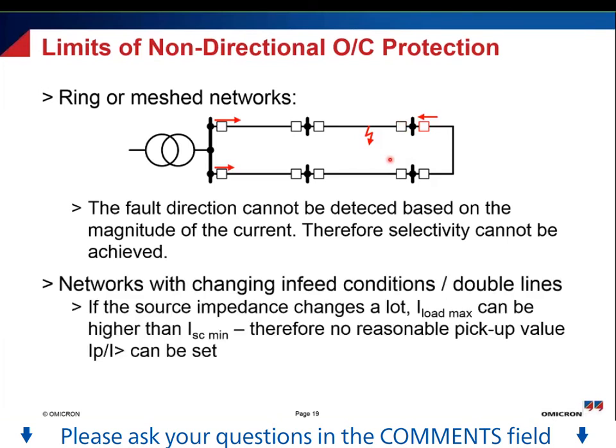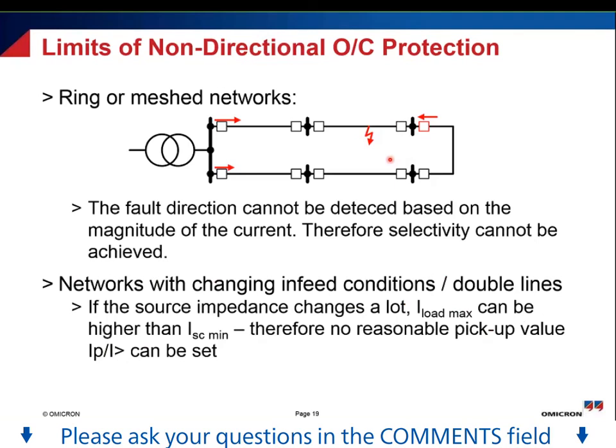Another problem for the non-directional overcurrent protection, or overcurrent protection in itself, is a network with changing in-feed conditions or with a lot of double lines. Because if the source impedance, so the impedance or the strength of your in-feed, changes a lot during a few days, or during a day, a week or a month, then it can happen that the maximum load current can be higher than the minimum short circuit current.